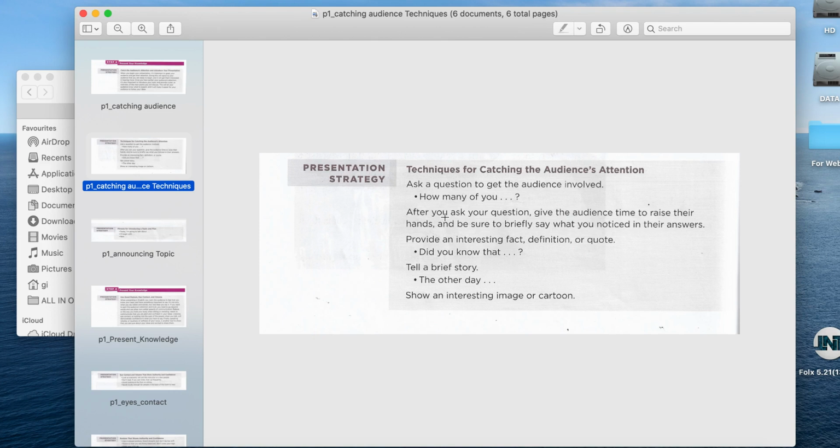Or second way: provide an interesting fact, definition or quotes. Did you know that Jean Martin created a marker? You see, aha, you give something interesting. You also can tell a brief story. You can tell a small story, not something too long.